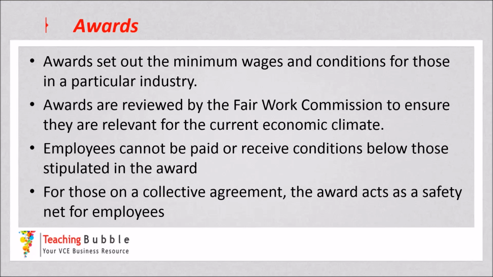Now, employees cannot be paid or receive conditions below those stipulated in the award. So whatever industry a particular employee is working in, if there is an industry award for that particular industry, they cannot receive wages or conditions below those stipulated in that industry award. Now, for those that are on the next type of agreement, which we'll get to in a second, which is called a collective agreement, the award acts as a safety net because no employee can receive wages and conditions below those that are stipulated in the award.